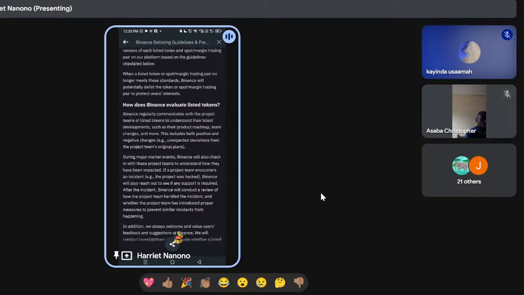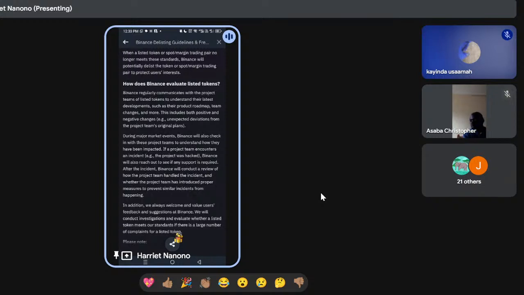Let us look at how Binance evaluates listed tokens. Binance regularly communicates with the project teams of listed coins to understand their latest developments, such as their product roadmap, team changes, and more. This includes both positive and negative changes, e.g., unexpected deviation from the project team's original plans.